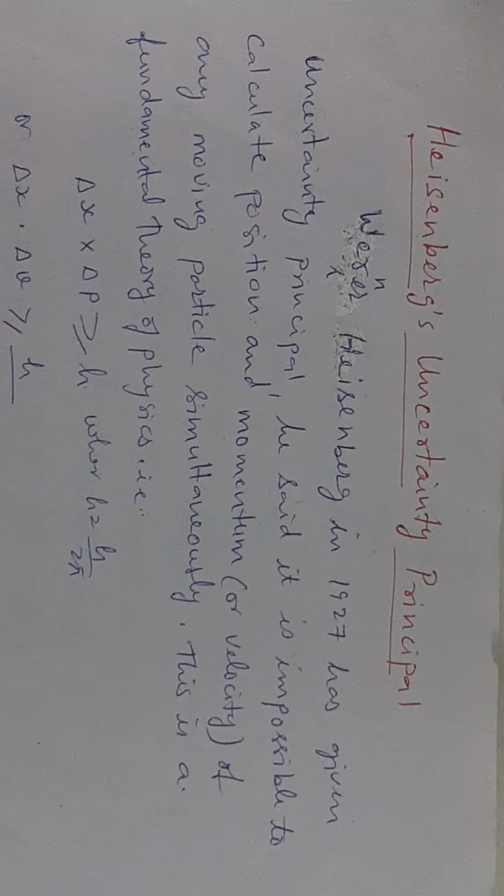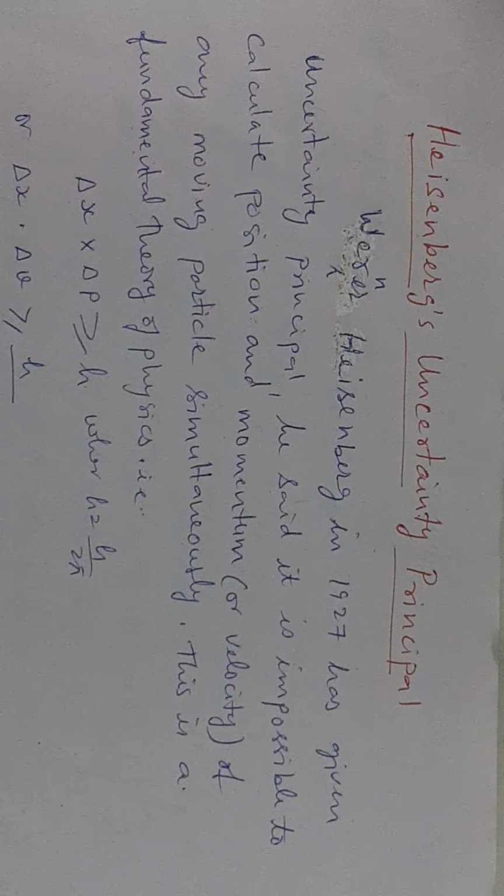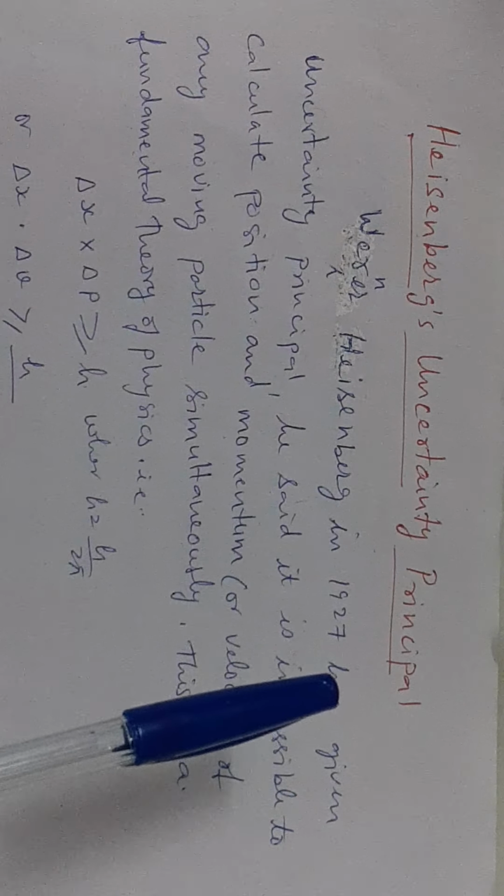Good morning, students. Last time in the structure of atom, we studied the de Broglie equation or hypothesis, in which de Broglie said that electrons have a dual character, particle character and wave character also. The next is the Heisenberg uncertainty principle.